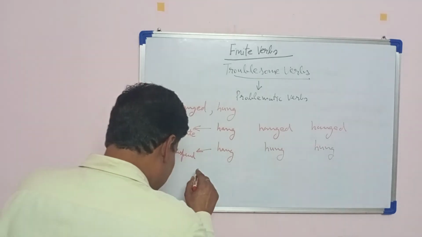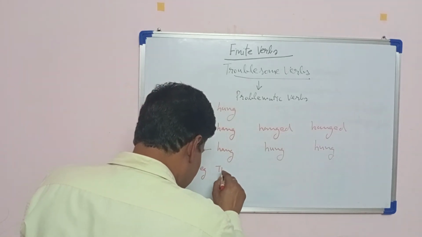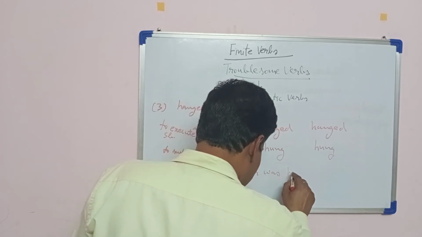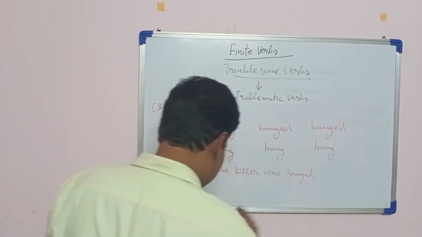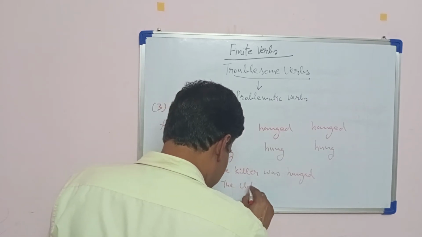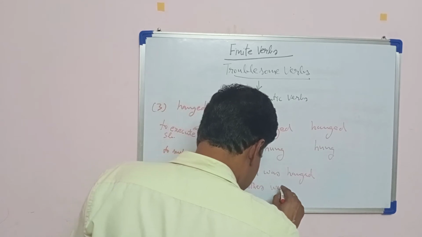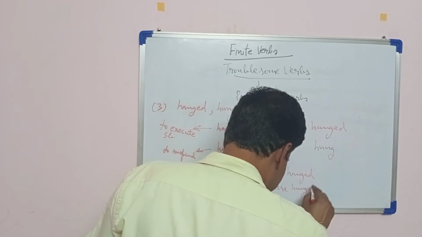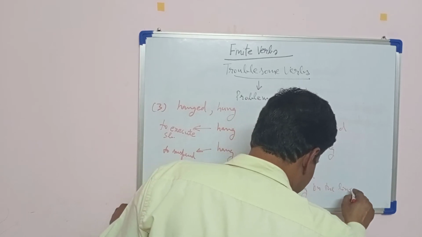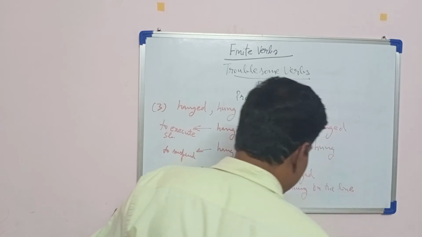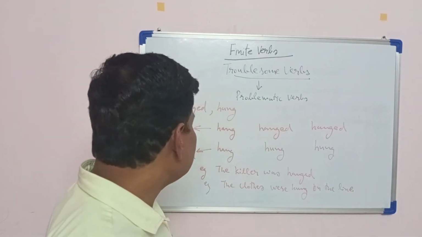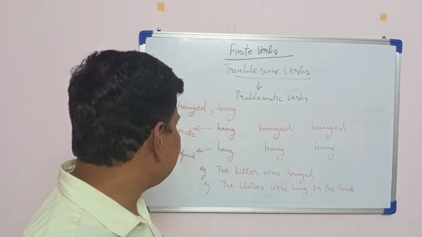Now see, this is the use: the killer was hanged. Another, the clothes were hung on the line. The clothes were hung on the line. Hung means suspended. So this is the difference. I hope you have understood the difference.